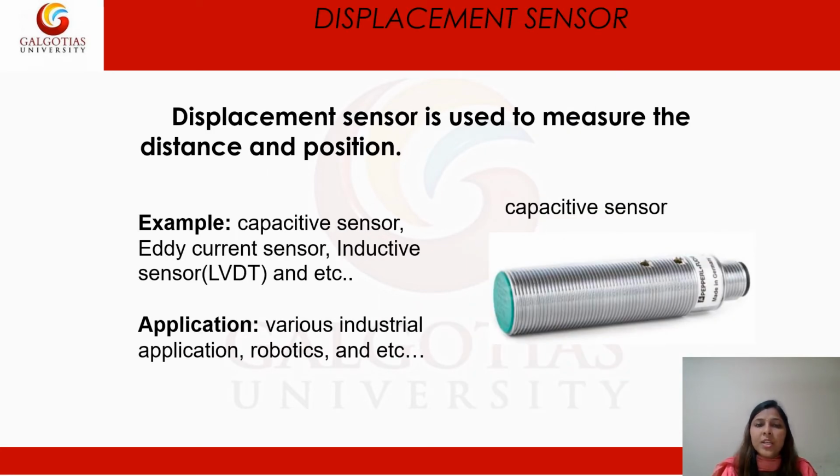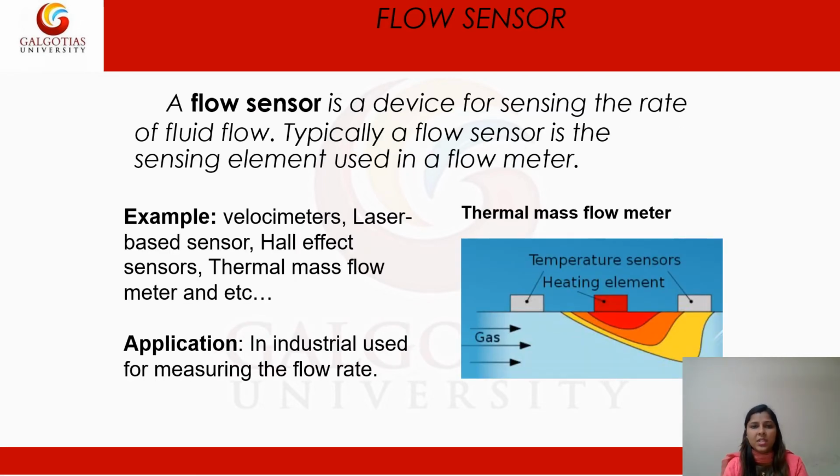Next one is your displacement sensor. It is used to measure distance or position. Its examples are capacitive sensors and LVDT, and these are mostly used in industrial applications and in robotics. The flow sensor is a device used for sensing the rate of liquid flow. Mostly these sensors are used in flow meters. Its examples are velocimeters, Hall effect sensors, thermal mass flow meters, and these are mostly used in industries for measuring the flow rate.